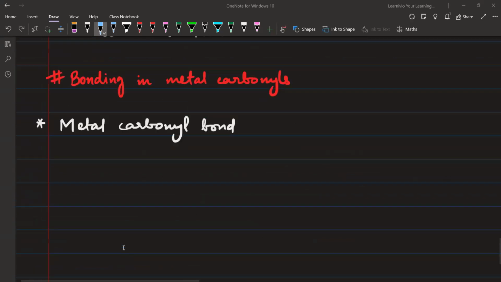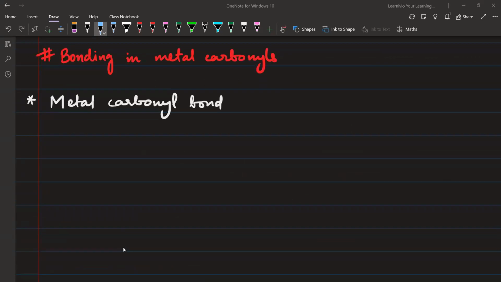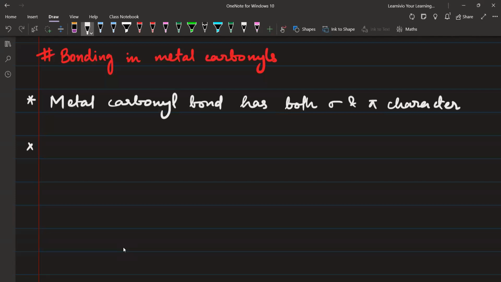Bonding in metal carbonyl, ठीक है, please write. Metal carbonyl bond has both sigma and pi characters. Sigma and pi characters. How? Please write the metal carbonyl M-CO sigma bond is formed by donation of electron from lone pair of carbon in carbonyl to empty d orbitals.